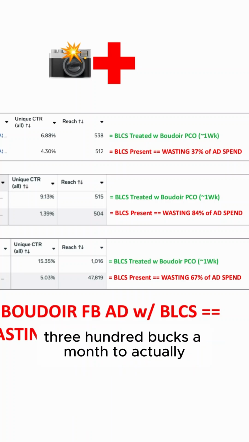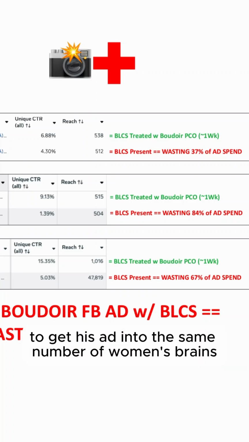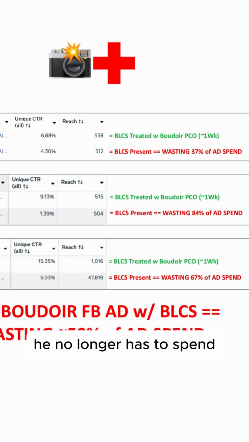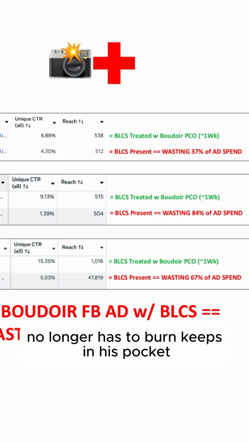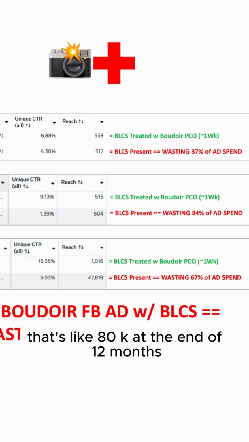bucks a month to get his ad into the same number of women's brains. So at 6,700 bucks a month, he no longer has to spend, no longer has to burn, keeps it in his pocket, kind of like a 6,700 bucks per month bonus. That's like 80K at the end of 12 months.